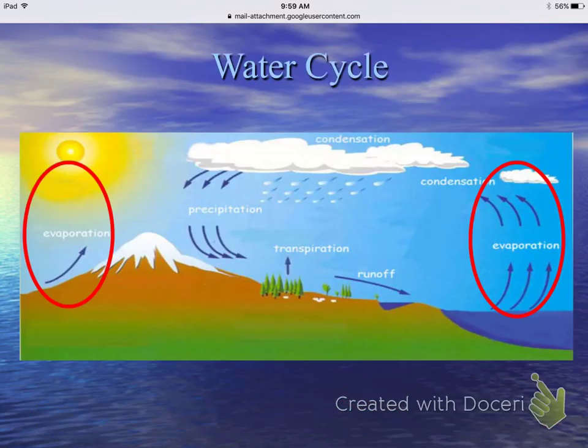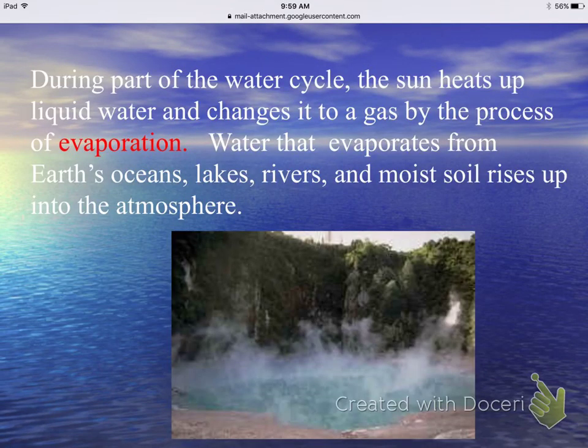The first stage of the water cycle we're going to talk about is evaporation. You can see from the circled areas that evaporation is something that is going to happen from the sun, and it happens whenever water gets heated up. So specifically during this part of the water cycle, the sun is going to heat up the liquid water, and it's going to change it into a gas by the process of evaporation. That water that evaporates from the oceans and the lakes and the rivers will end up rising up into the atmosphere.